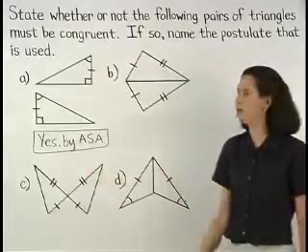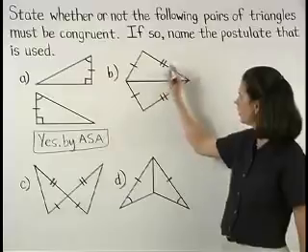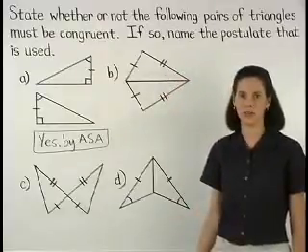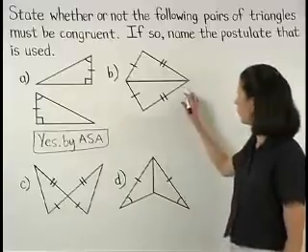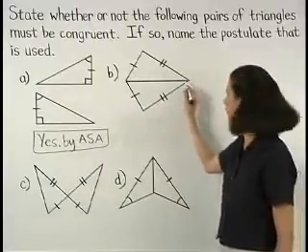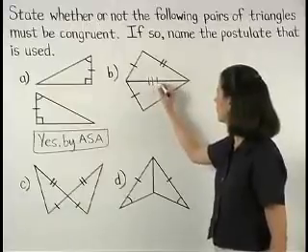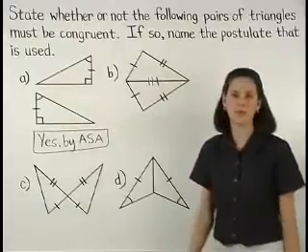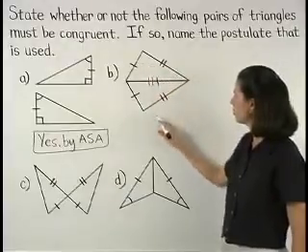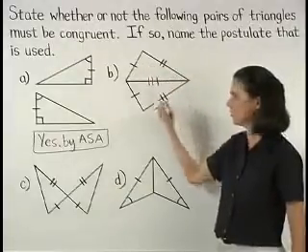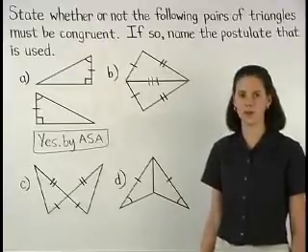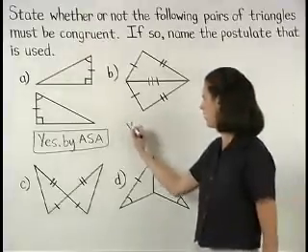In Part B, we only have two pairs of corresponding sides that are marked as congruent. But notice that these triangles share a third side, so we can mark this side as congruent to itself. Since we now have three sides of one triangle congruent to three sides of a second triangle, we can say that these triangles are congruent by side, side, side.